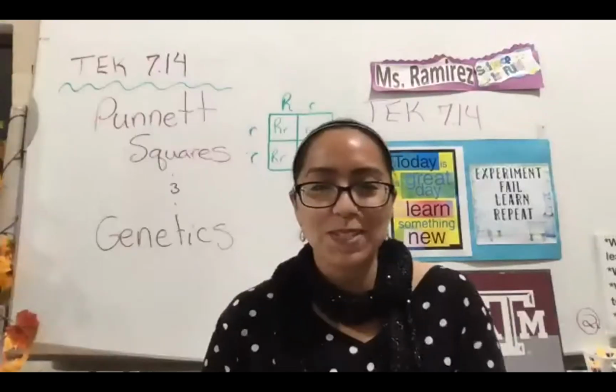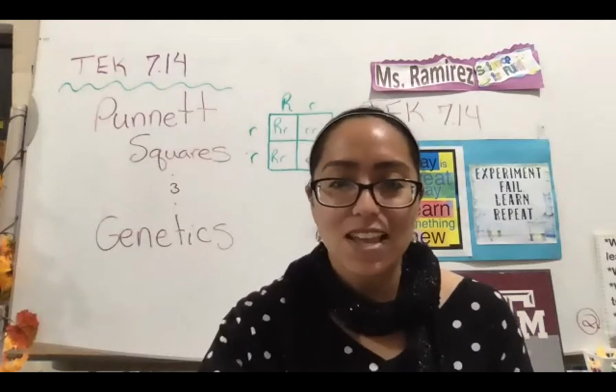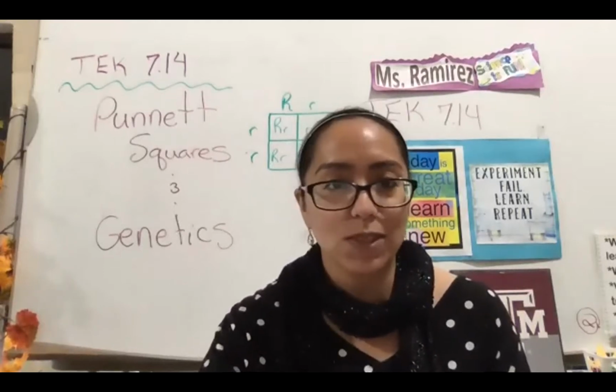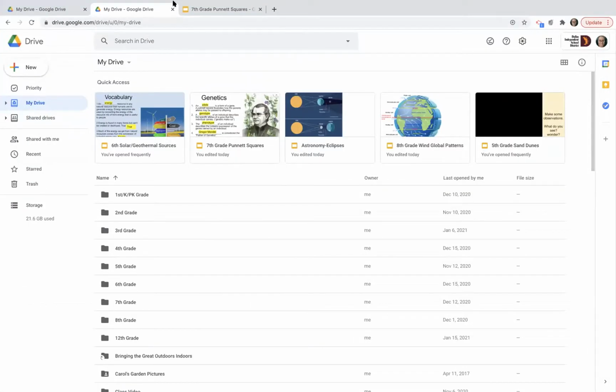Thank you so much, Ms. Fuller. And now we're going to hear from Ms. Ramirez about some really interesting little squares that kind of help you determine what your kids are going to look like. Hello, my name is Ms. Ramirez, and we're going to be learning about Punnett squares and their role in genetics. So I'm actually going to share my screen with y'all, and we'll start our presentation. And let me just make it full screen so that y'all can see it.